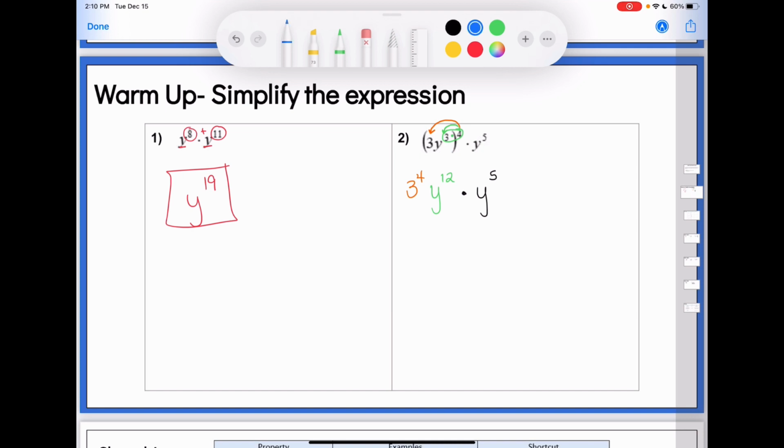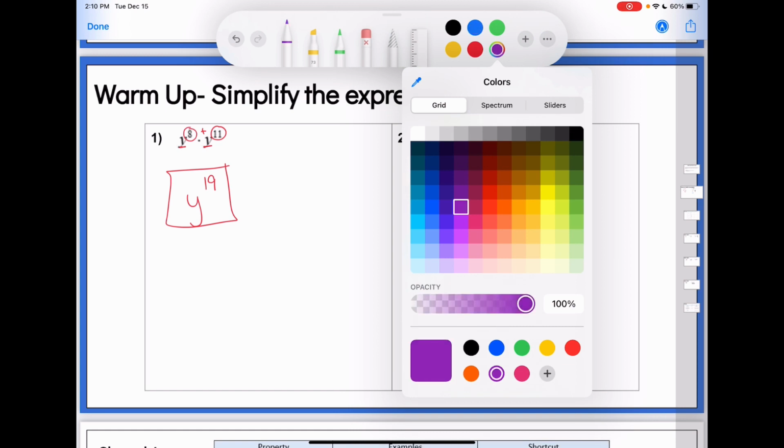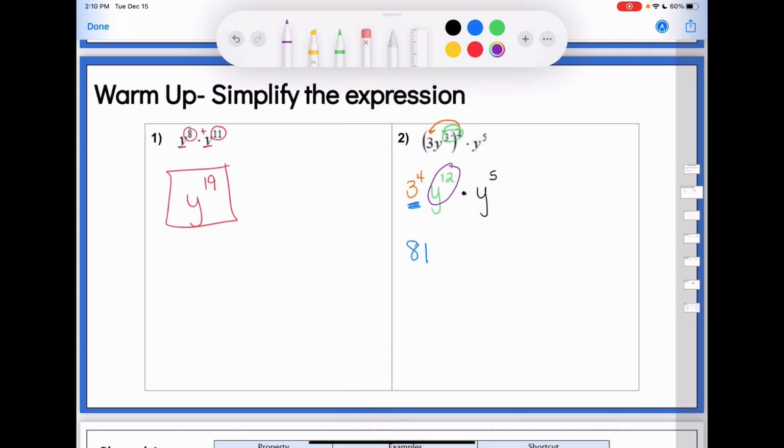All right, so now I see that I have a numerical base. Remember, whenever I have a numerical base, I want to actually multiply that out. 3 to the 4th power. 3 times 3 is 9, times 3 is 27, times 3 is 81. And then I see that I have two like bases here, y to the 12th times y to the 5th. So I'm going to add those exponents and get y to the 17th. So 81 y to the 17th for my final answer.